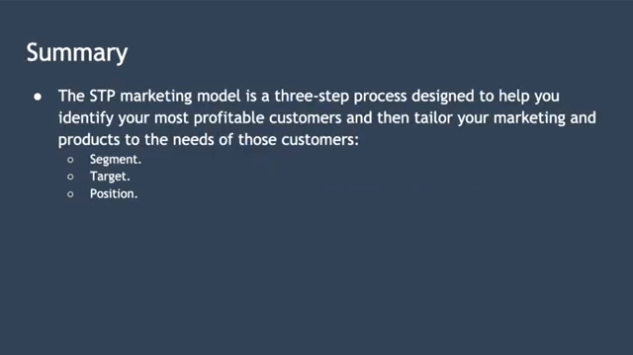So in summary, the STP marketing model is a 3-step process designed to help you identify your most profitable customers and then tailor your marketing and products to the needs of those customers. And the 3 steps of the model are: segment, so divide your market into segments; target, identify the most attractive segments to your organization; and finally, position, position your product or service to appeal directly to the audience you want to target.